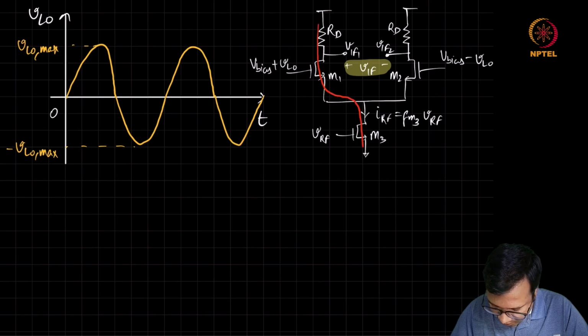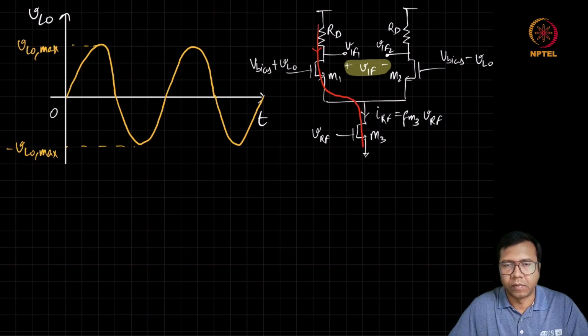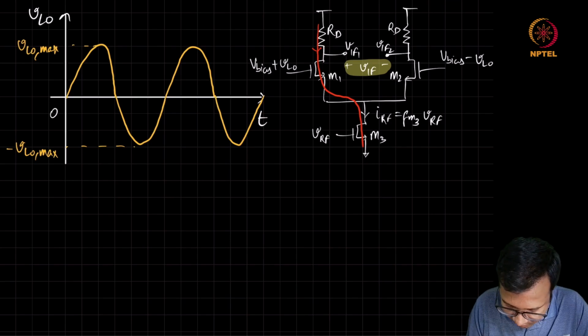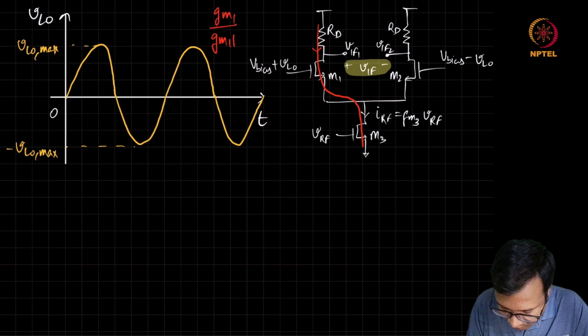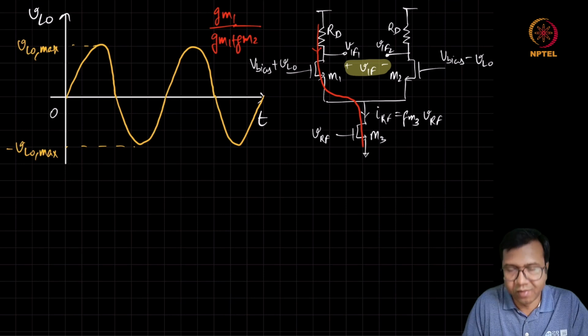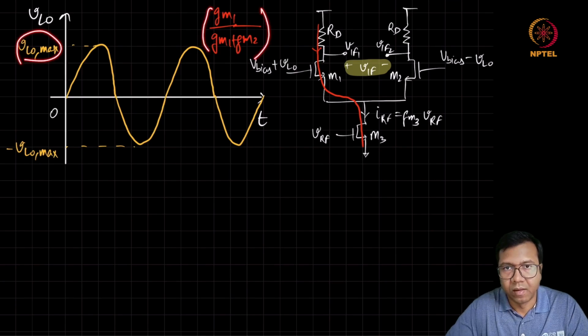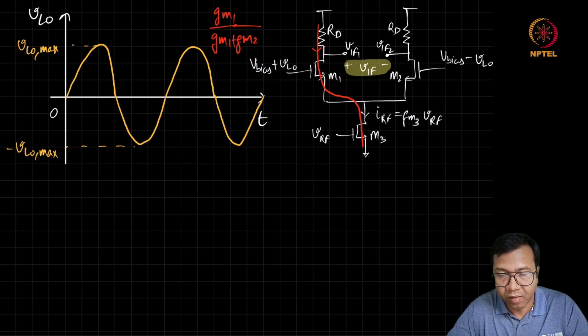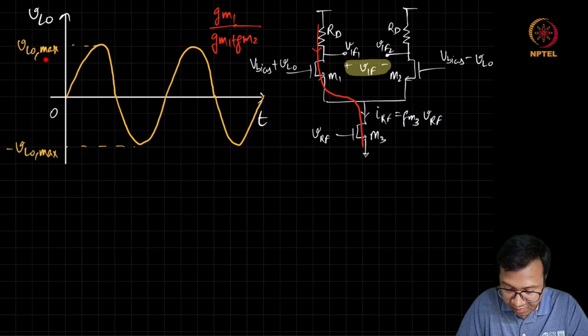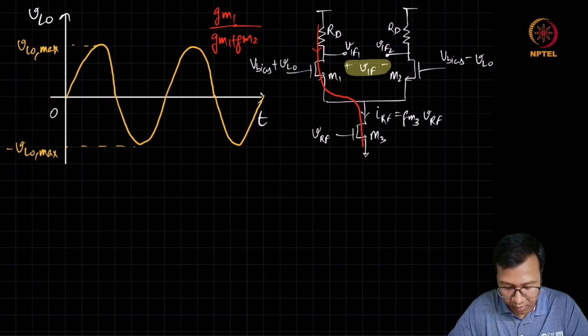So if we only look at, let's say, this current in the one branch, then we know that this depends on GM1 divided by GM1 plus GM2. Now for small swings of VLO, this term changes linearly, but since here we are trying to maximize the LO swing, it turns out that this coefficient also becomes nonlinear.